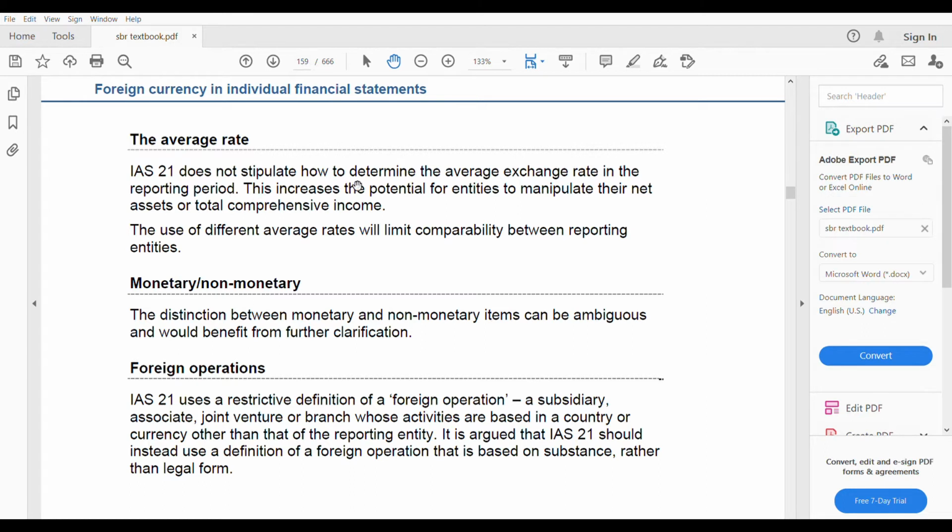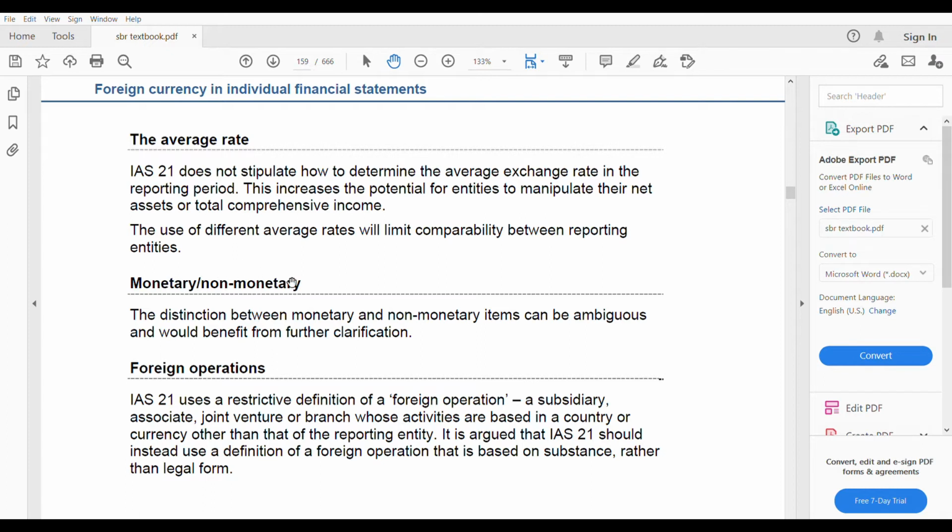This increases the potential for entities to manipulate their net assets or total comprehensive income, because IAS 21 does not say how that average rate has been calculated. Remember, they just give you one figure. But how did you actually get that figure? So there are chances that your net assets or total comprehensive income can be manipulated, because you're using the average rate to translate. The use of different average rates will limit comparability between reporting entities. Yes, if one company is using one average rate and the other is using another, it's very difficult to compare.